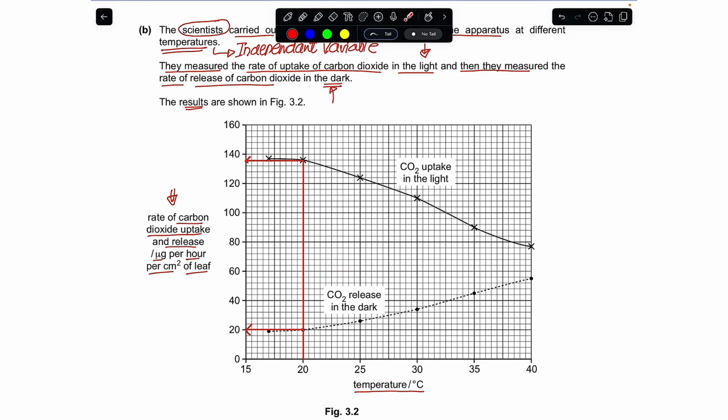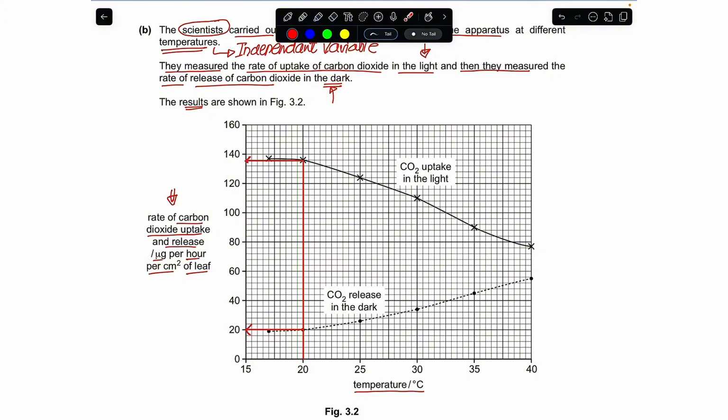Now if you look here in the graph, with an increase in temperature, the carbon dioxide uptake in the light remains a bit constant here, or there is a very slight decline. And ultimately from 20 degrees centigrade onward, the CO2 uptake in the light is decreasing. And on the other hand, when the temperature is increased, if you look at the curve indicated with the dotted line, the carbon dioxide released in the dark is increasing. Okay, so I am simply elaborating the graph that is given here.